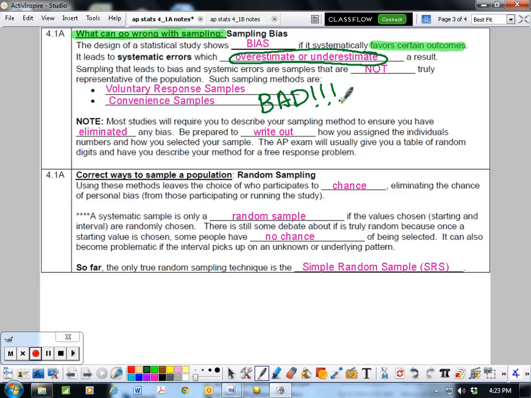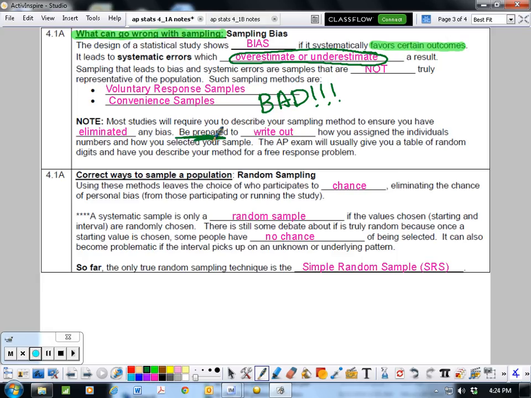Now, please remember that most studies will require you to describe how you pick your sample so we can make sure that your information is reliable and that you have truly eliminated any bias or most bias. Always be prepared to write out how you assign your individuals numbers. Did you put them alphabetical and then number them with certain digits? Did you just randomly type up names and then assign them? How did you do that? Or did you use already identified terms like a phone number, or a student ID number?